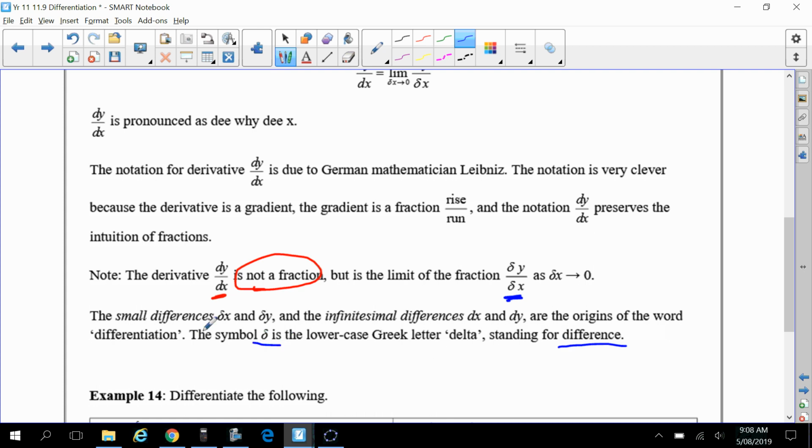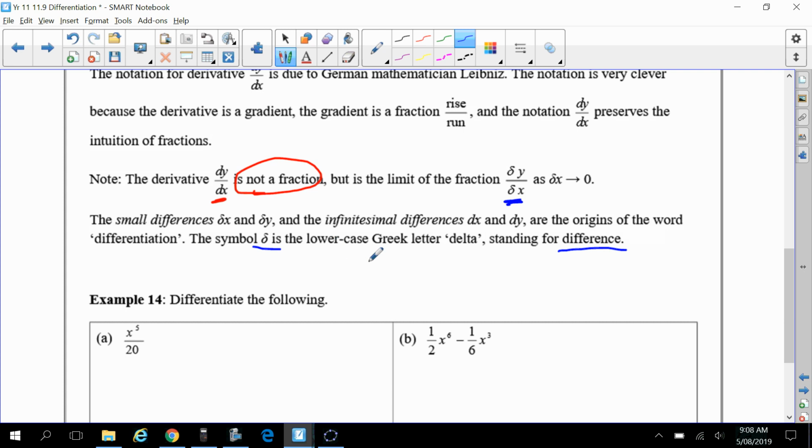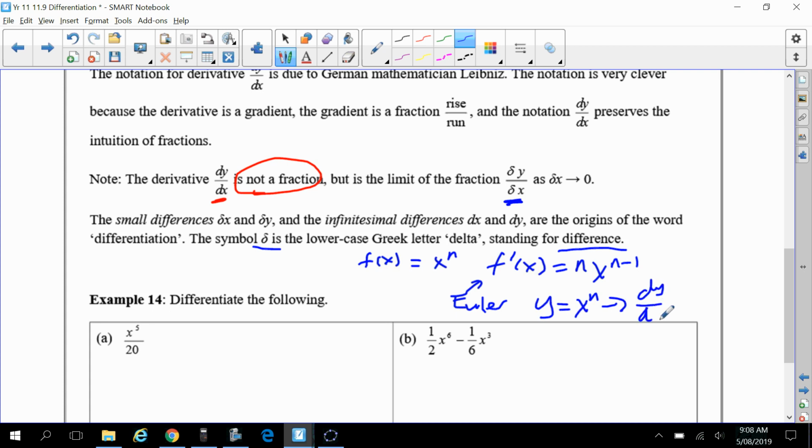Okay, so we're going to do the same thing. Remember, before we have f(x) equal to x power n, f dash. I think that's due to Euler, that notation, the derivative, or maybe someone else, some French mathematician. But anyway, it's this thing. Now what we do is we have to write y equal to x power n, dy on dx.